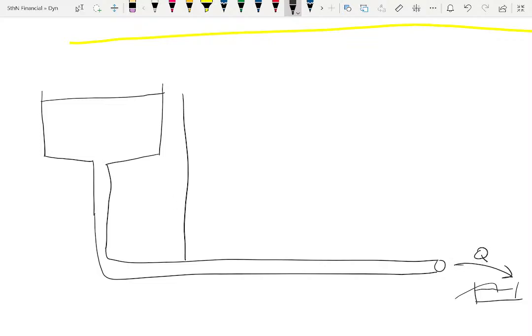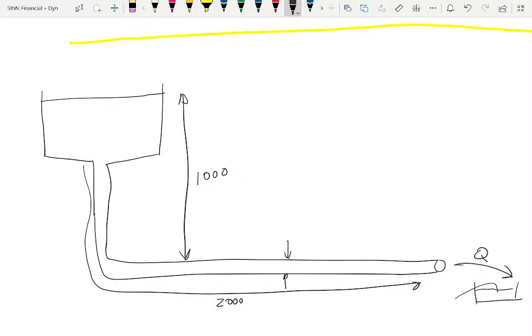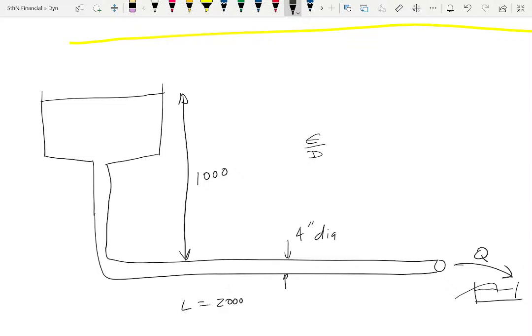So let's say you ended up with something crazy like 1,000 feet. So maybe your water supply is at the top of a hill, and say the length of the pipe is 2,000 feet. And let's say you just have 4-inch diameter pipe. We'll say E over D is maybe 0.001. I always know that 0.01, 0.001, those are all individual lines on the Moody diagram.